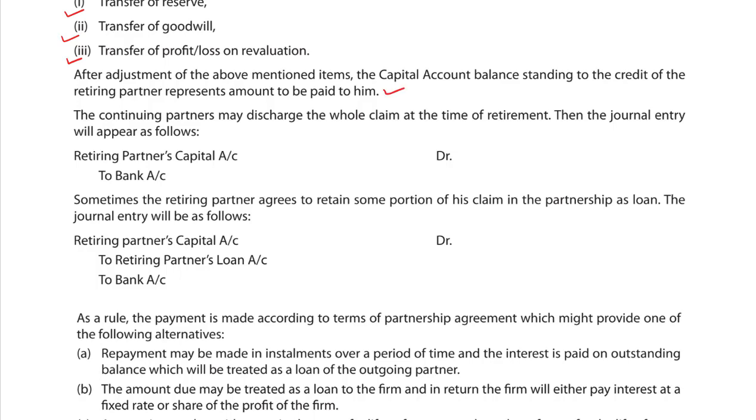The continuing partners may discharge the whole claim at the time of retirement. Then the journal entry will appear as follows. Retiring partner's capital account debited to bank account.